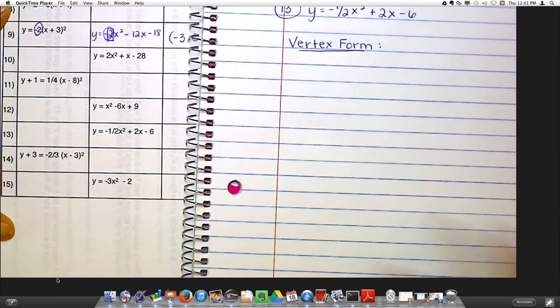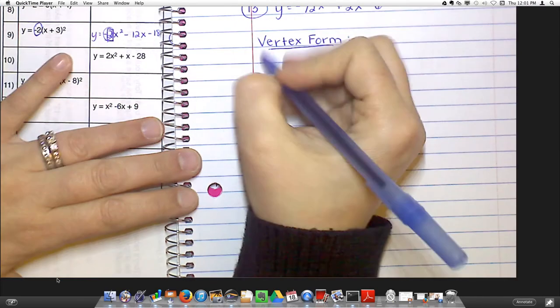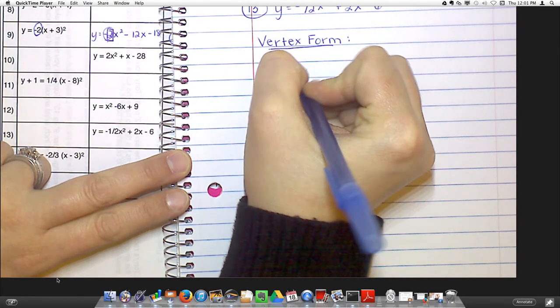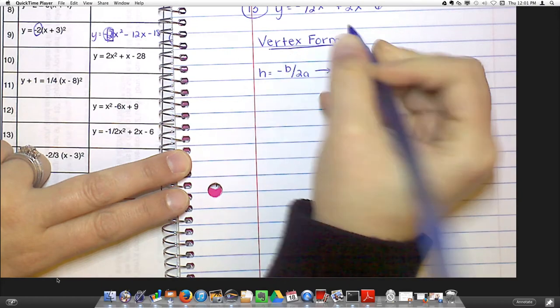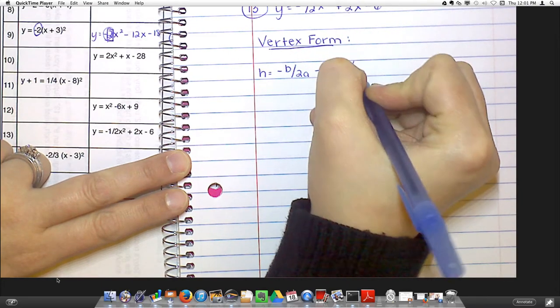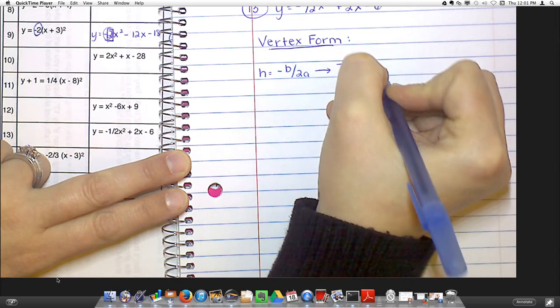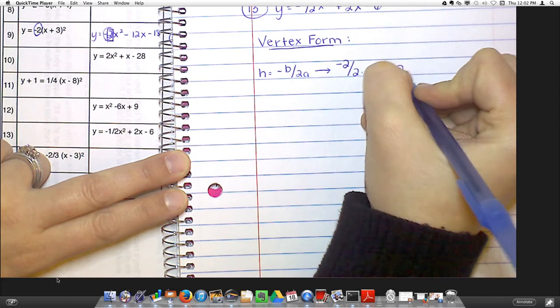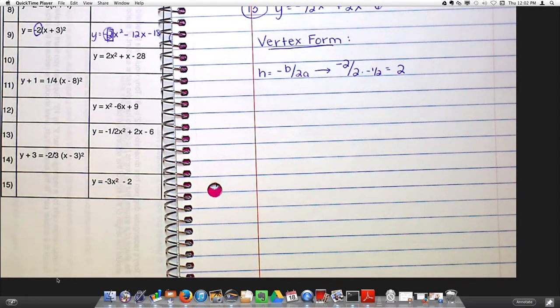Okay, so to find the vertex, negative b over 2a. H is negative b over 2a. So that would be negative 2 over 2 times negative 1/2. That's going to be negative 2 over negative 1, which is positive 2. So that's my H value.